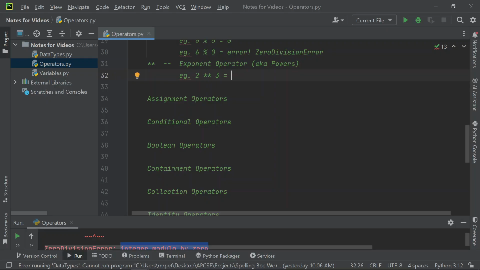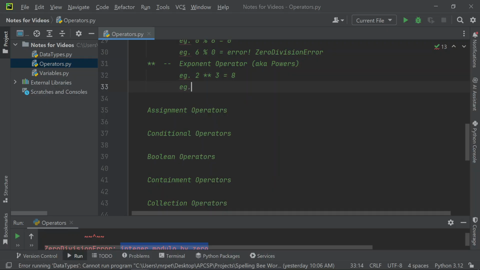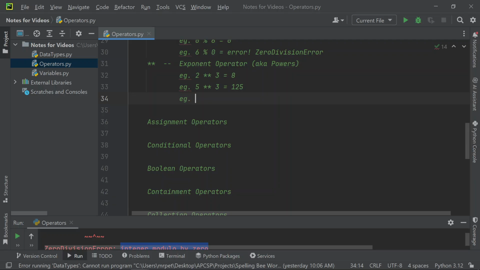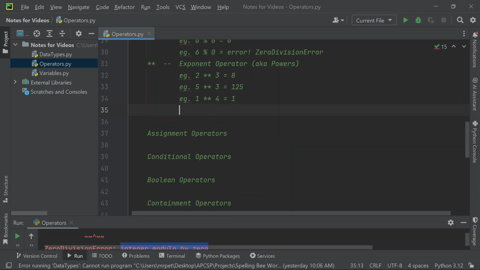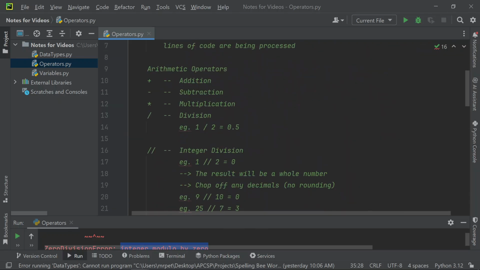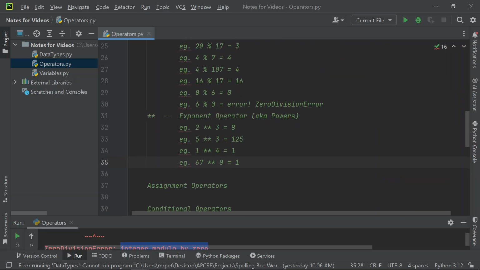Okay, 2 raised to the 3rd power is 8. What else? 5 raised to the 5th power is, oh wait, that's really big. 5 raised to the third power is 125. 1 raised to any power, the fourth power, is 1. And even anything raised to the 0th power is still 1. So that math rule applies as well. Same as normal.